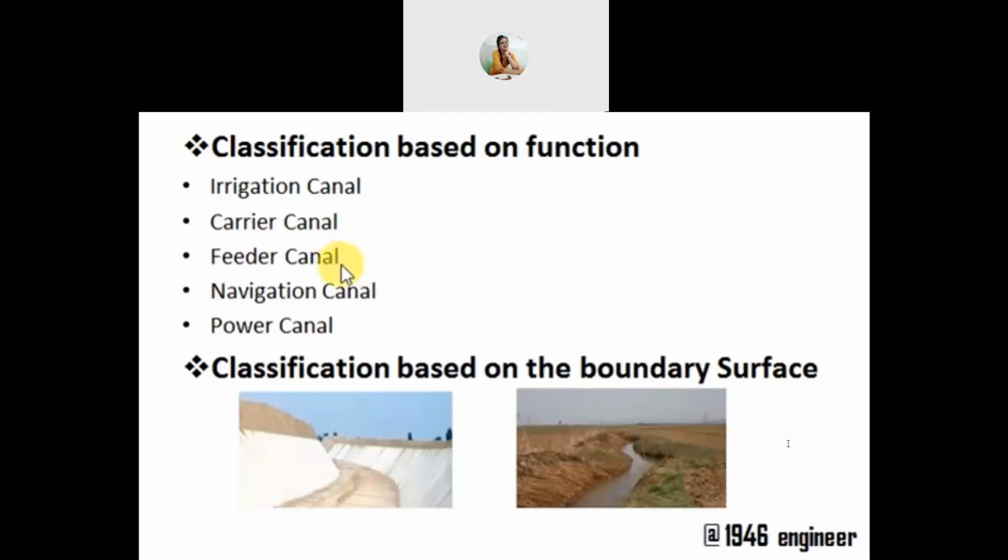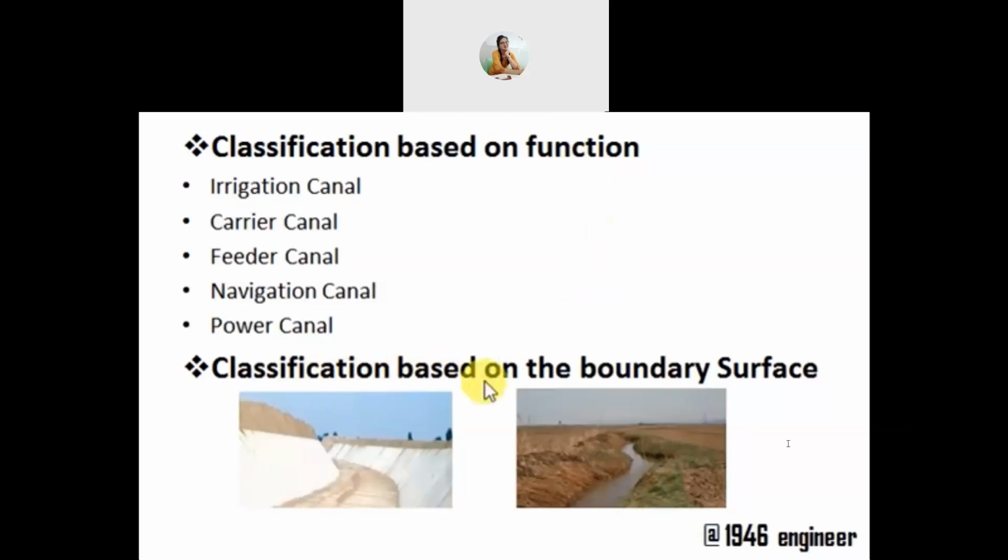Whereas in feeder canal, the only purpose is to feed other canals. It feeds water to 2 or more canals. Whereas we have navigation canal where you can navigate using small boats and ships. Such canals are called as navigation canals. We have Suez Canal or Panama Canal as examples of this navigation canal. And we have power canal. Power canal is nothing but it carries water which helps in generation of power. Such canals are called as power canal. This is classification based on function.